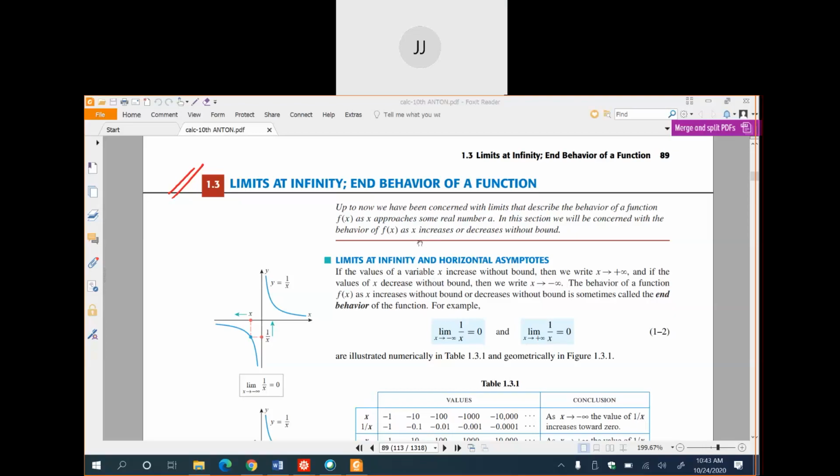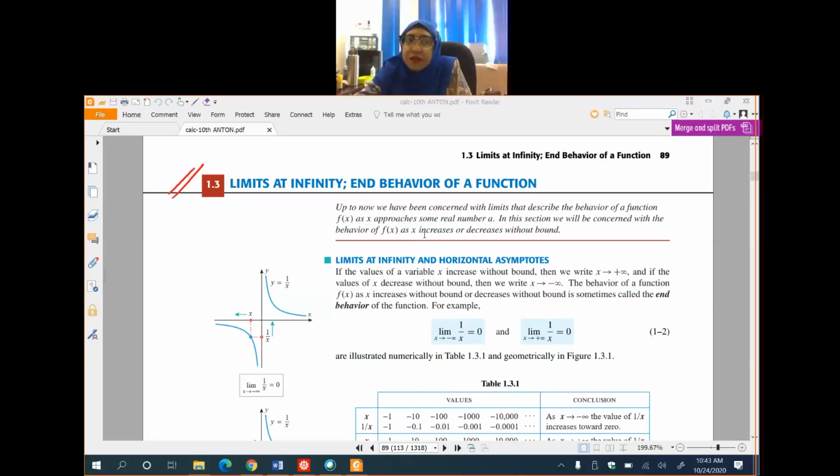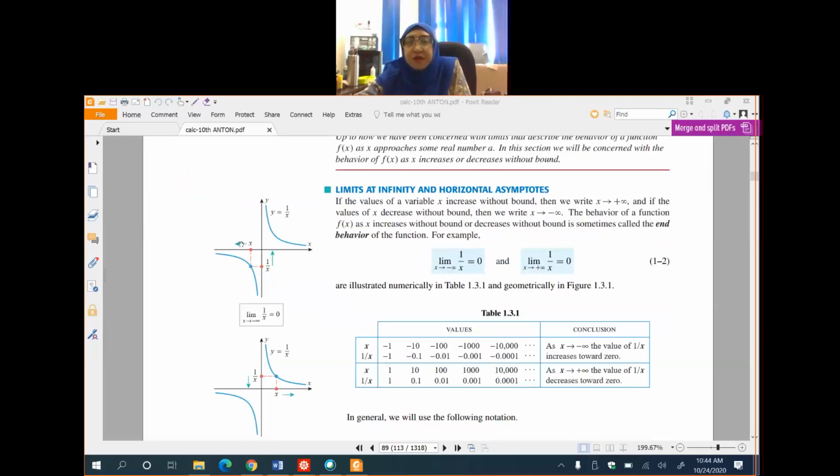Okay, limits at infinity. Limits at infinity is when x tends to either plus infinity or negative infinity. We want to investigate the behavior of the function whenever it is approaching infinity or negative infinity. Like here we have a reciprocal function, 1 over x. Okay, so limit at infinity and horizontal asymptotes.